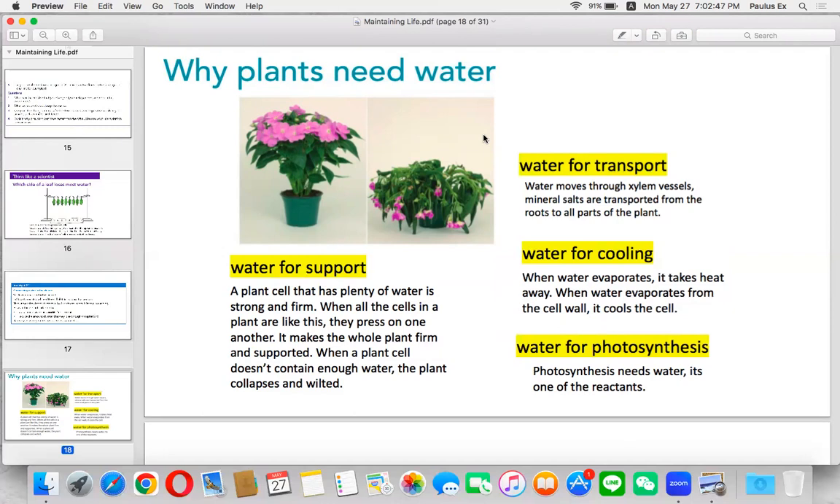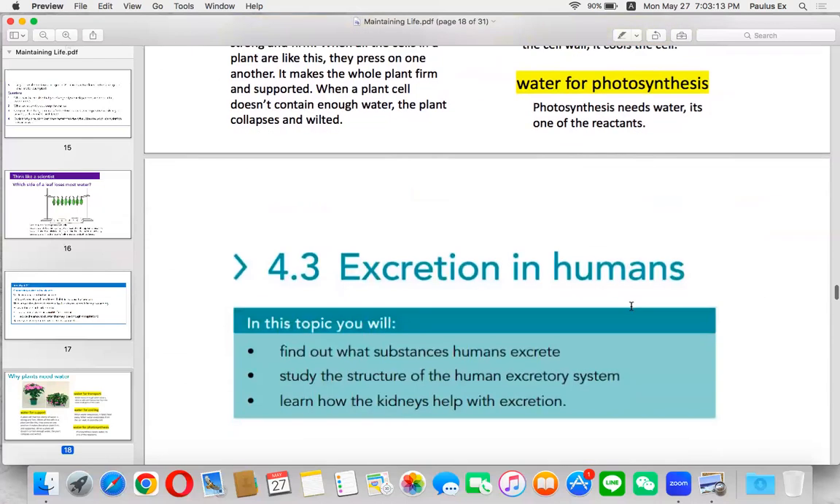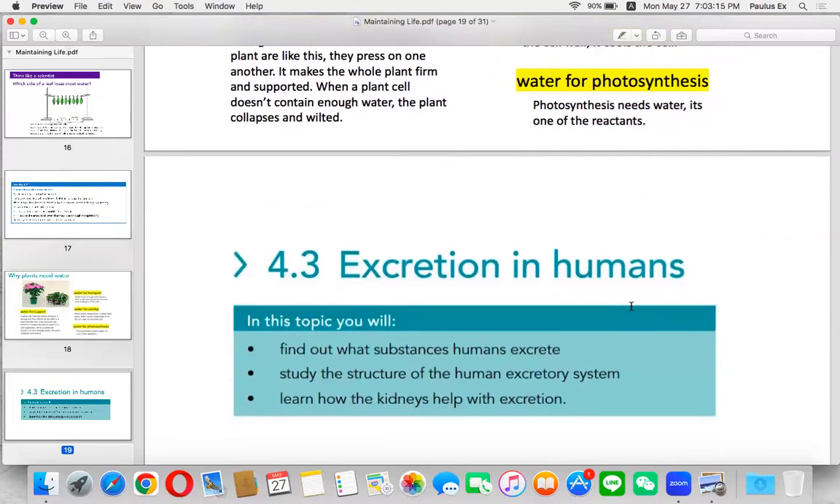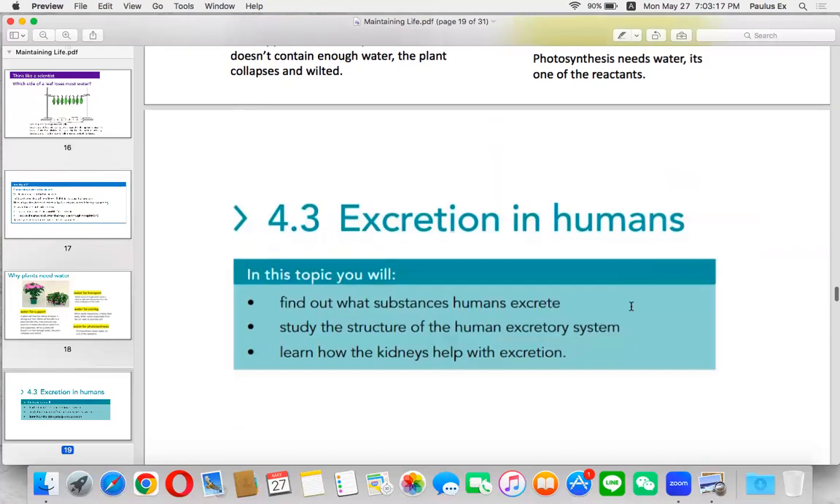The third reason is for cooling. When water evaporates, it takes heat away, making things cool. Water evaporates from the cell wall and cools the cell. The fourth reason is photosynthesis, which needs water. Next, we go on to excretion in humans.